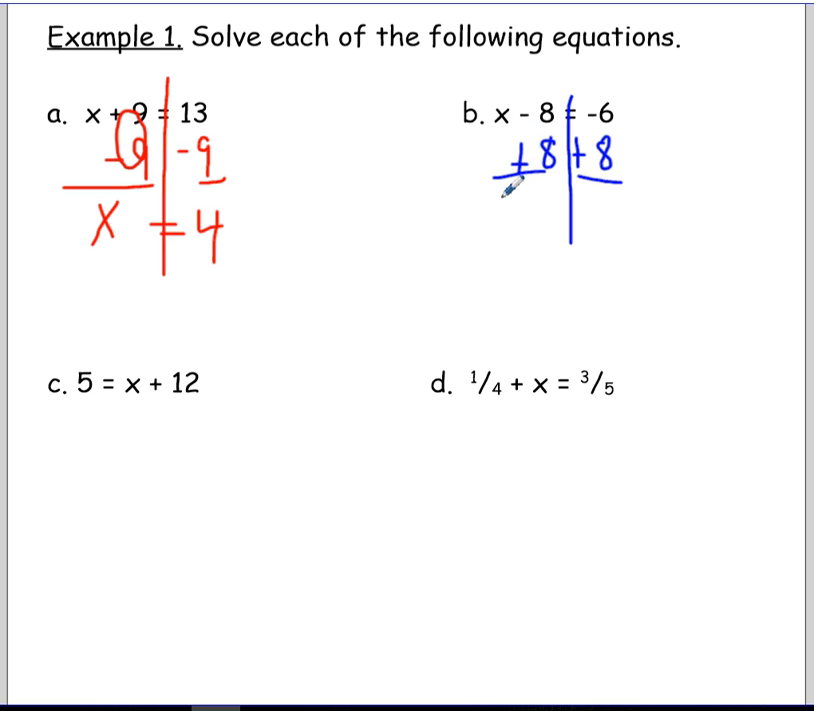And so bring down our x. Negative 8 plus 8 is 0. And negative 6 plus 8 is 2. So it's 2 minus 8 to get negative 6, where x equals 2.